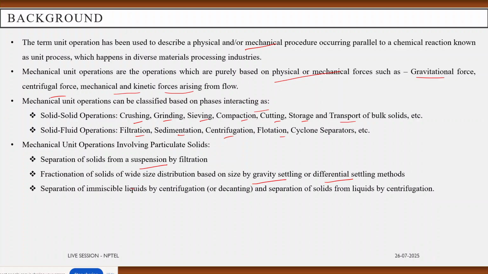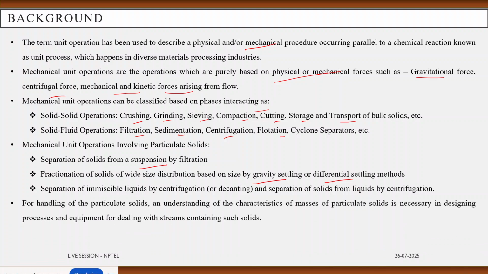Separation of immiscible liquids by centrifugation or the decanting method, and then separation of the solids from the liquids by centrifugation. So, for handling of particulate solids, understanding the characteristics of the masses of particulate solids is very necessary in designing the process and also designing the equipment for dealing with the different streams which contain such solids.